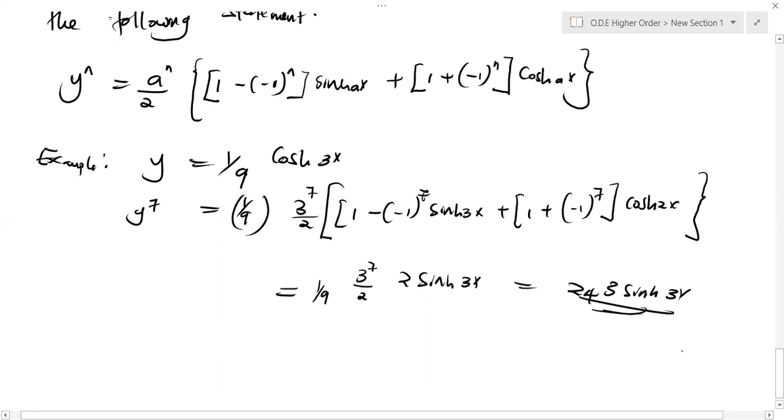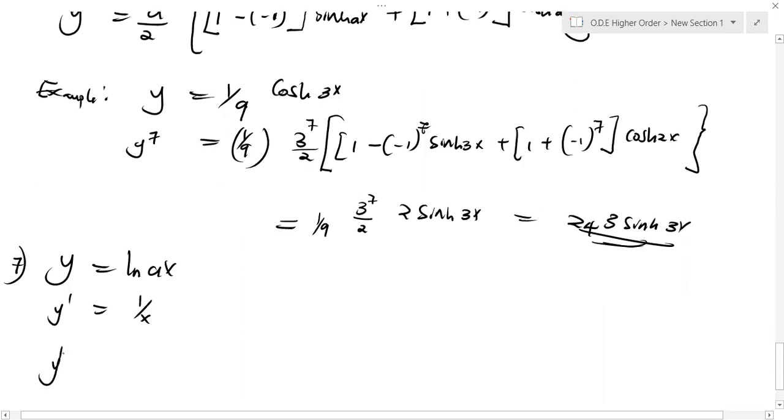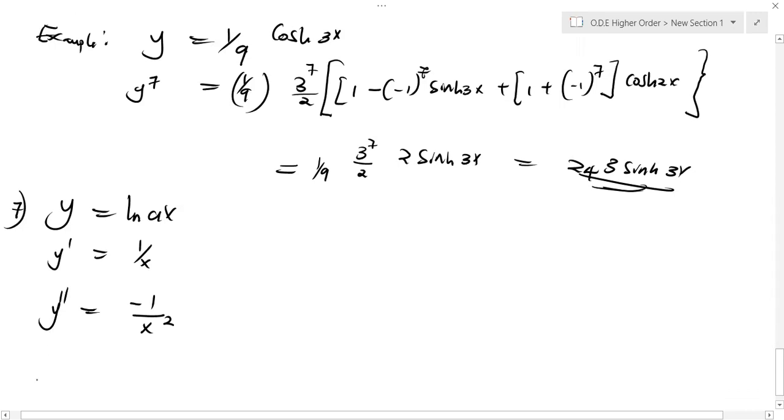Finally, the last function that we are going to look at is y is equal to ln ax. So if y is equal to ln ax, what is our y prime? Our y prime, the derivative of this will be 1 over x. What is our y double prime? Our y double prime will be equal to minus 1 over x squared. And our y third prime, if you differentiate this, you'll get 2 over x cubed, and so on.